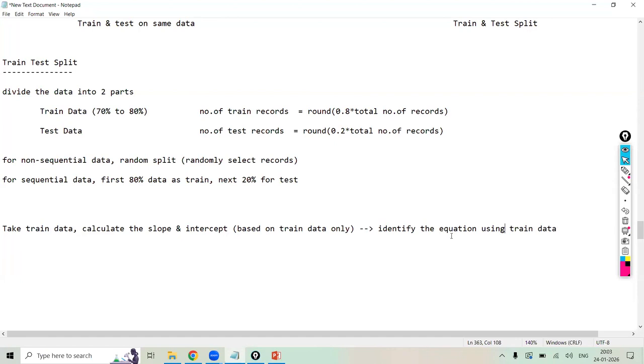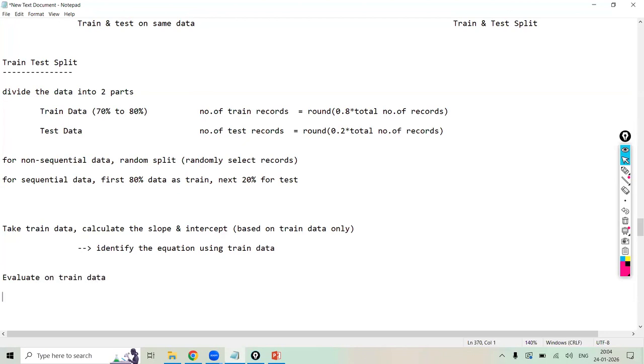X1, X2, X3 are column names. If TV is there, then TV we have to write. That we cannot do anything. Okay, beta 1, beta 2, beta 3 only calculation will be done. So the entire equation has to be calculated using the trained data. Once trained data calculation and equation are ready, everything is ready. Now evaluate on trained data and also evaluate on test data.